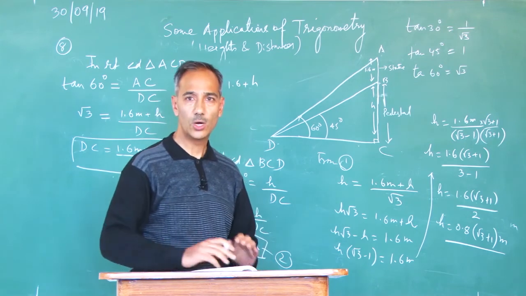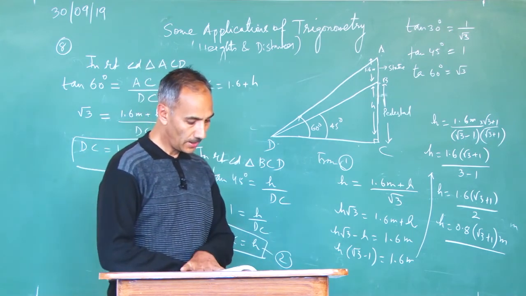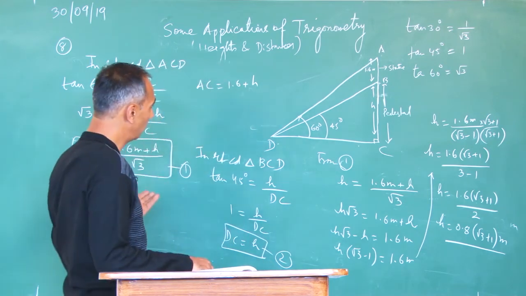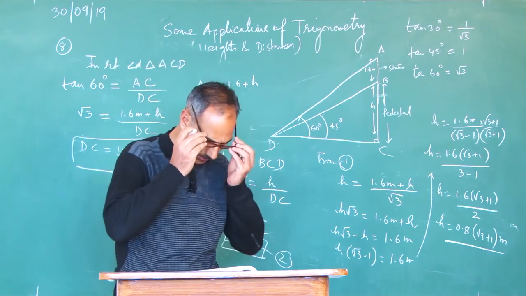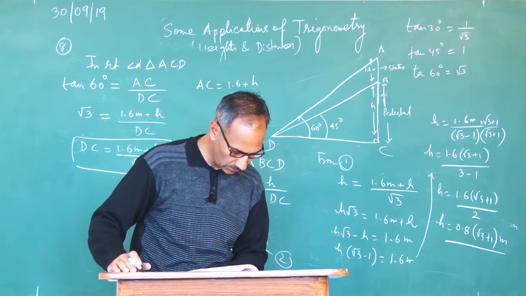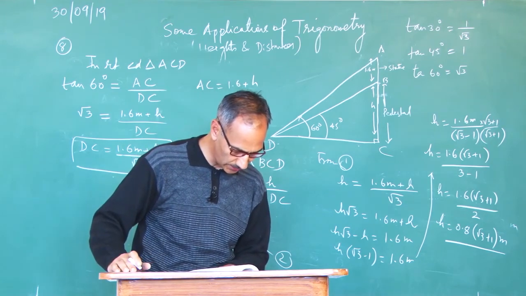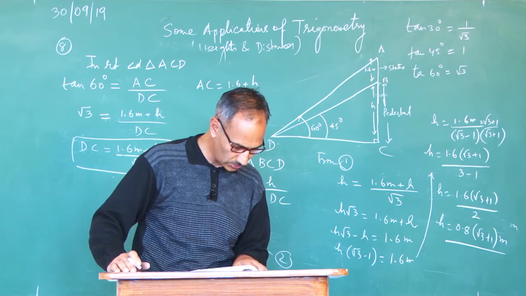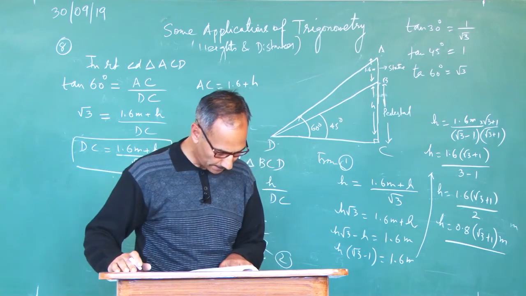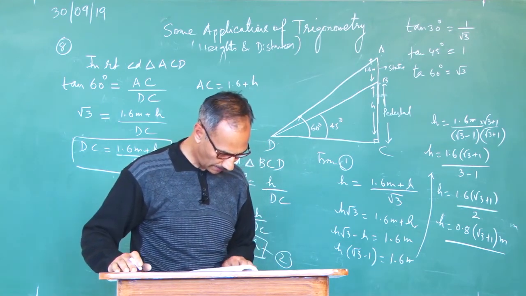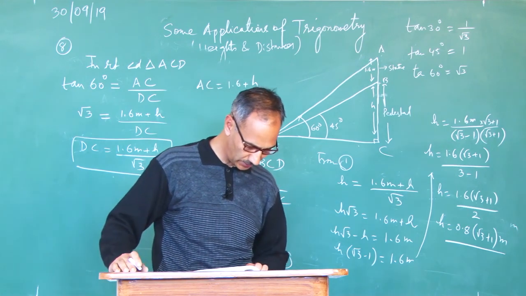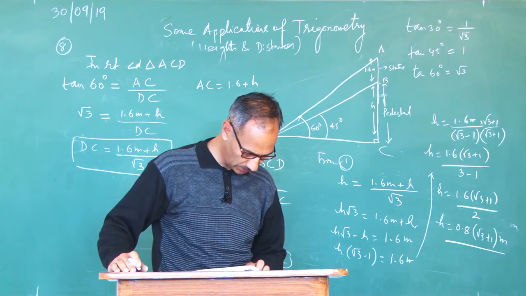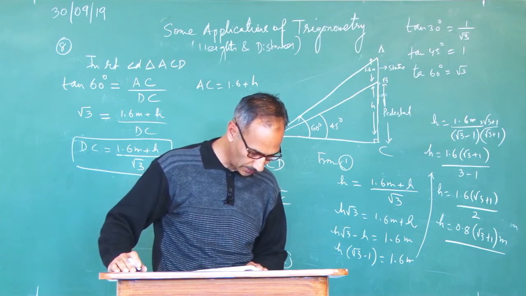Now we'll move on to one more sum. We haven't yet come across a question in which you have angle of depression. Let me see if there's a sum. There has to be a sum where you have angle of elevation as well as depression. Ninth also has angle of elevation. Yeah, there's a sum in which you have angle of elevation as well as angle of depression. That is question number 12.